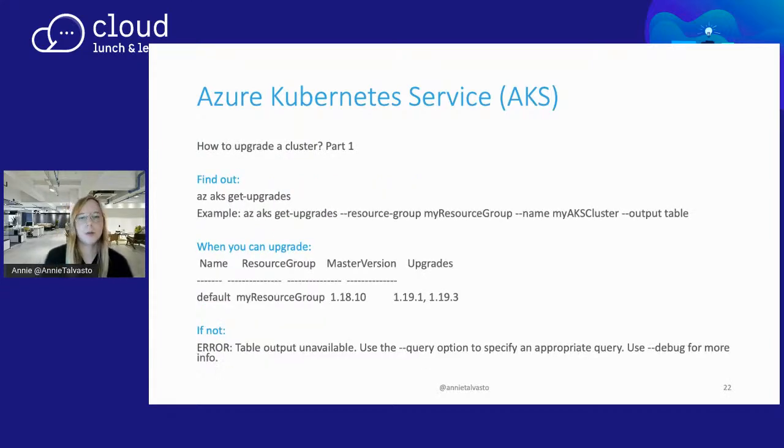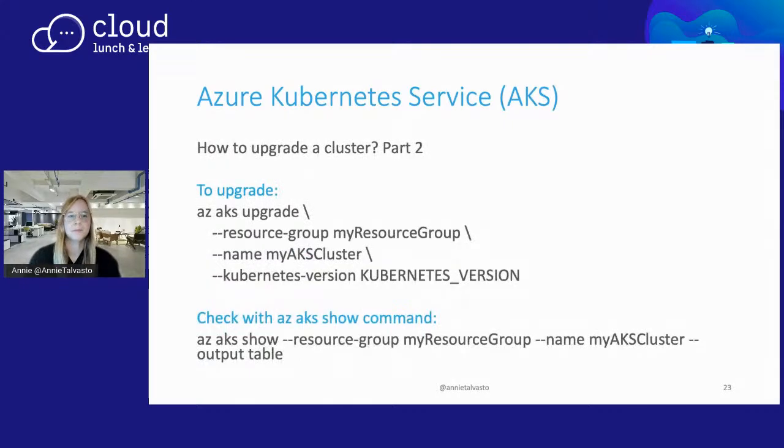Then with Azure Kubernetes Service, how do you upgrade the cluster? Part 1, with part 2 coming up in the next slide. You can use az aks get-upgrades to find out if there is an upgrade ready. You can see examples there, and when you can upgrade, you will see this example, and if not, you will see the error table output unavailable. So can you upgrade or not? Then to upgrade, if you have a need to, you can use az aks upgrade and choose the Kubernetes version that you want. And check if it worked with the az aks show command with the resource group.